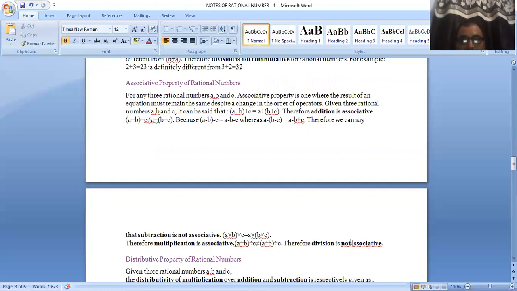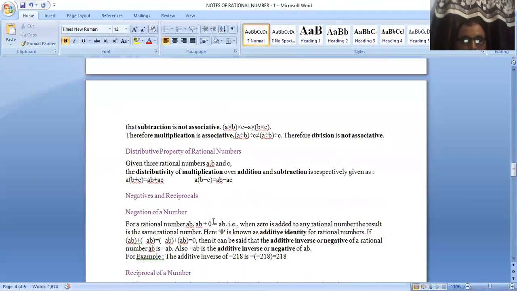So, we can say that addition and multiplication are associative for rational numbers, and subtraction and division are not associative for rational numbers.